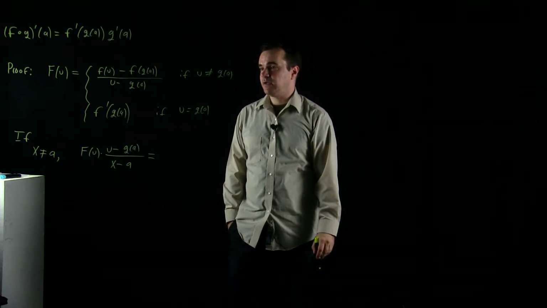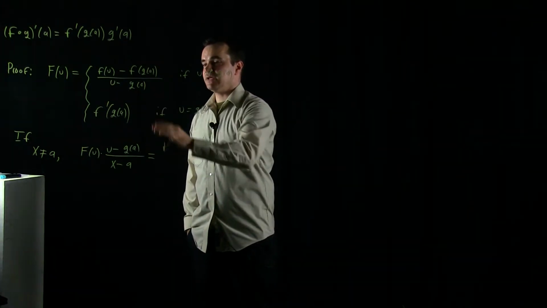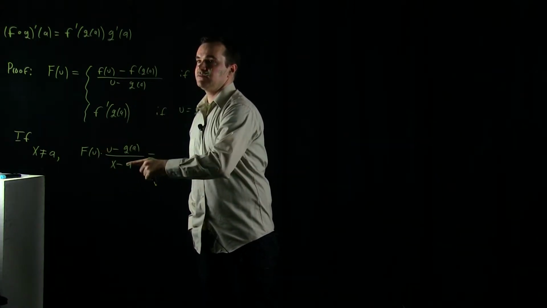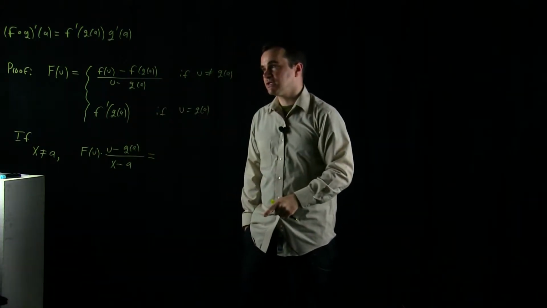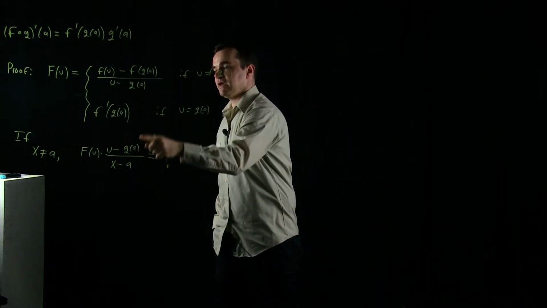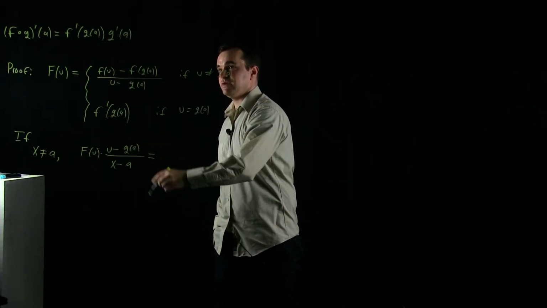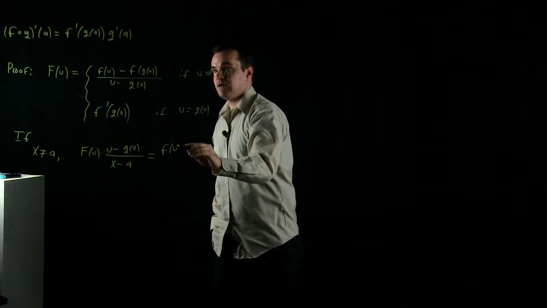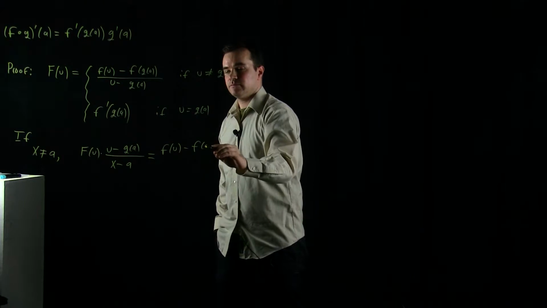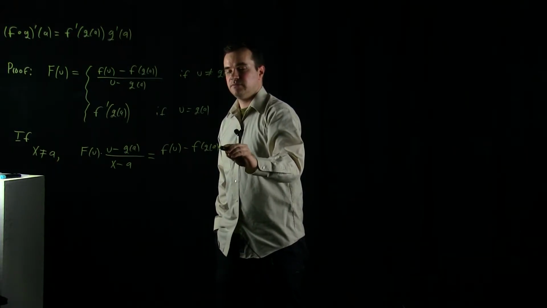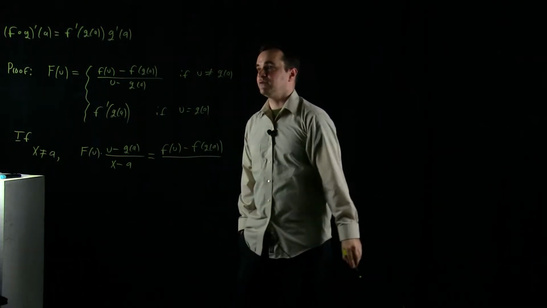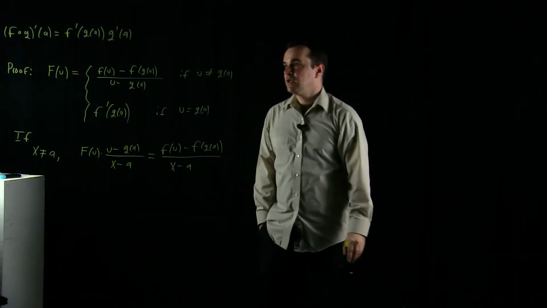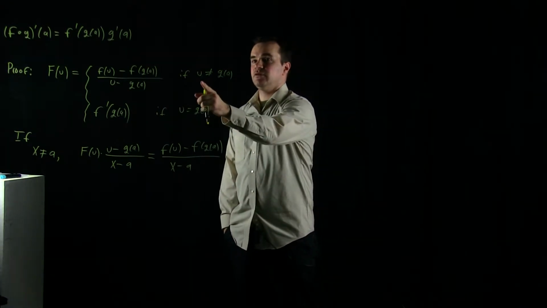And if I plug this in, if u is not equal to g of a, then this function is equal to that difference quotient, and then the u minus g of a is going to cancel on top and bottom, and what I'm going to be left with then is f of u minus f of g of a, all divided by x minus a. So that's valid whenever u is not equal to g of a.